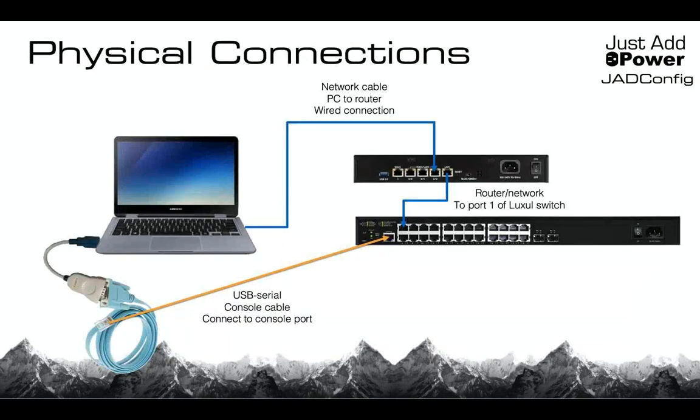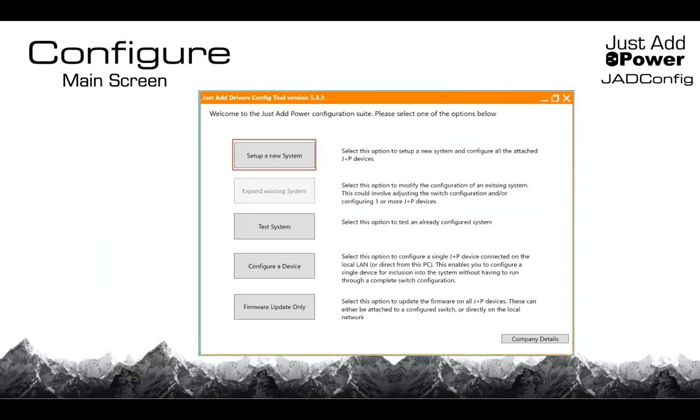So JagConfig, the way it works is we connect our laptop to the switch in two places: one via the network port and one via the USB to serial adapter through what's called the console connection on the switch. All the Luxor and Cisco switches come with a console cable using the USB to 232 adapter. So connect to the switch, port 1 on the switch, open up the software, and hit set up a new system.